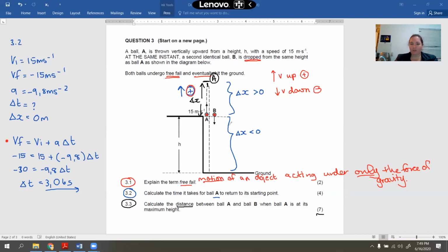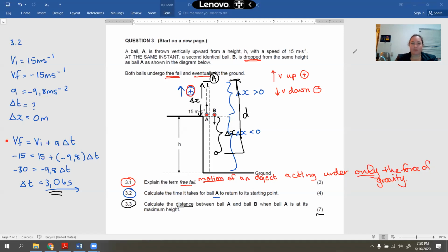And then I'd have to work out the amount of time it took ball A to reach the highest point. Nudge, nudge, wink, wink. I may have told you how to do that already in one mark's worth of effort. In that amount of time, how far down does ball B fall? And then what is the distance between them? Let's pretend that ball B has fallen to here. What is the distance between them? That would be my answer. So those are the steps that I would take.